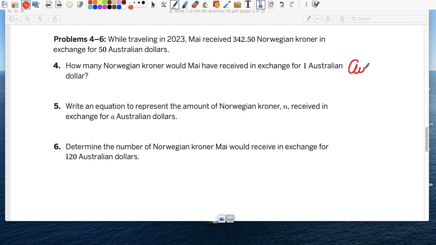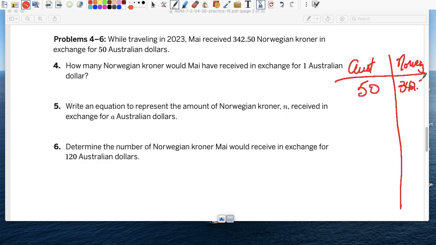Australian dollars. This is Australian, and this is Norwegian. So I know right now, as they told me, that if I have 50 Australian dollars, I'm going to get 342.50 Norwegian kroner. The question is, what if I have 1 Australian dollar? How many Norwegian kroner will I get? Well, let's find out that number.